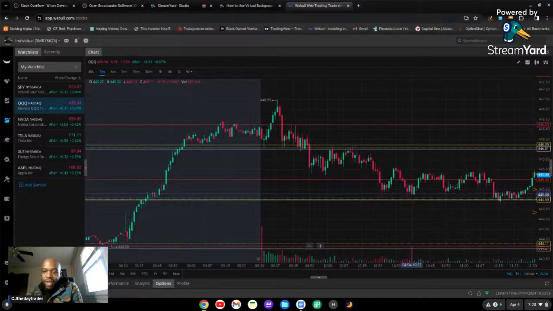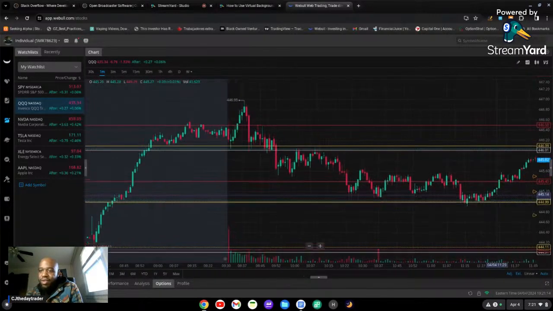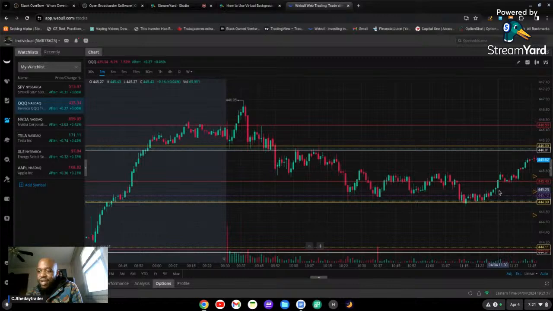It came down at 10:36. It looked like it was trying to break and came back down at 10:53. Looked like it wanted to break. Came back down at 11:14. It looked like it wanted to break. Then all of a sudden, at 11:30, this is when I got out, right?